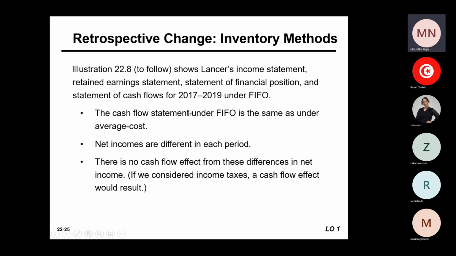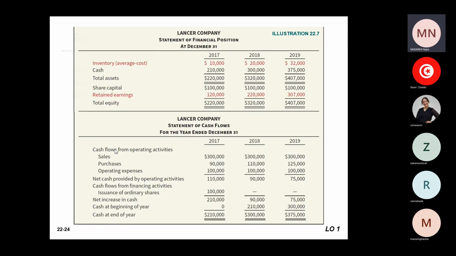So for the cash flow statements under FIFO, there is no difference, because here we talk about the sales, the purchases, operating, etc. The cash flow from operating activities, from financing activities, and from investing activities won't change under both methods, okay?